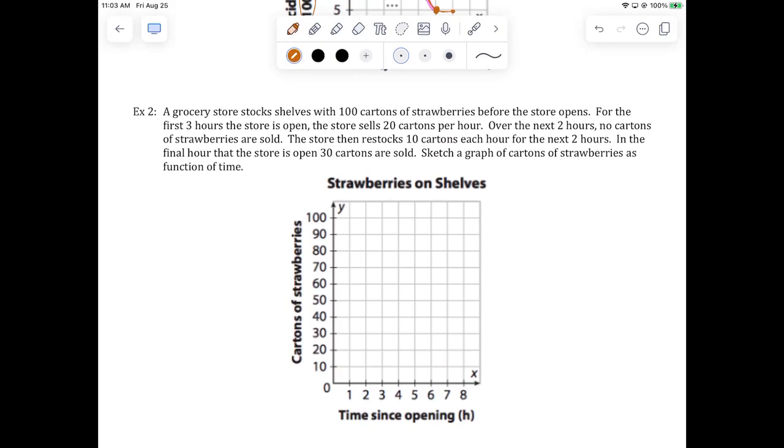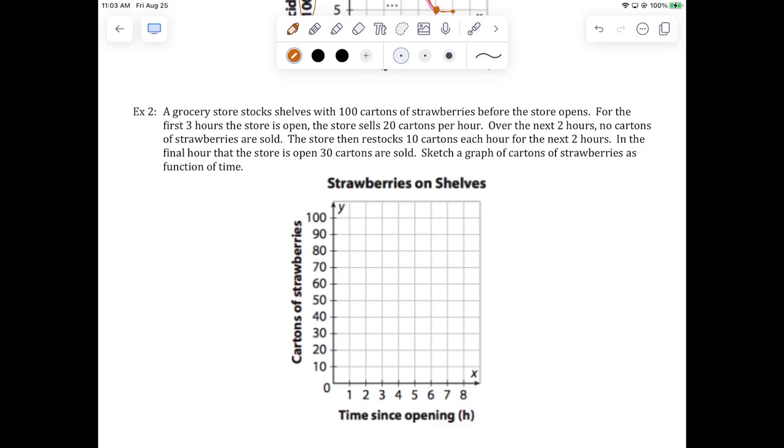t equals 0 to t equals, I guess we'll go out to 8. Since it's numbered, we can go out to 9. I guess the store is open 8 hours. And then what are we measuring on the y-axis? Actual cartons of strawberries. Not hundreds of cartons of strawberries, but actual cartons of strawberries.